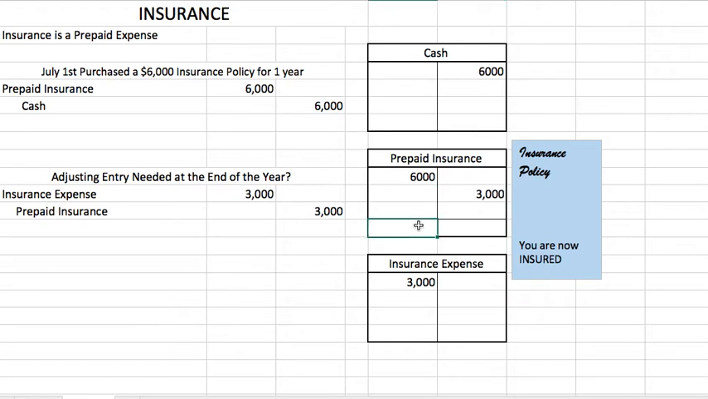The balance at the end of the year of prepaid insurance is $3,000. That means at the end of the year, my policy is still worth $3,000 because I have 6 months more of insurance. This will show up on the balance sheet. This will show up on the income statement.